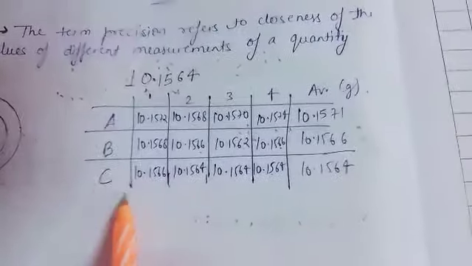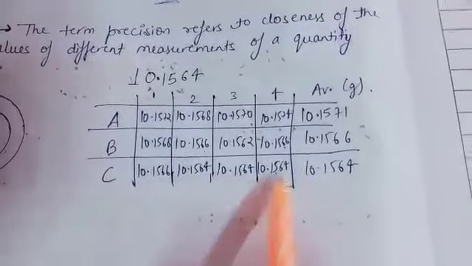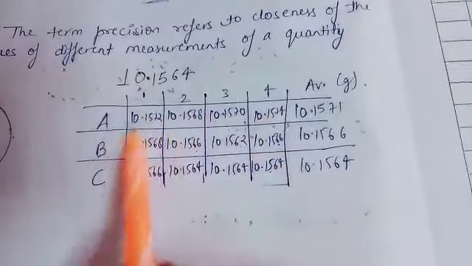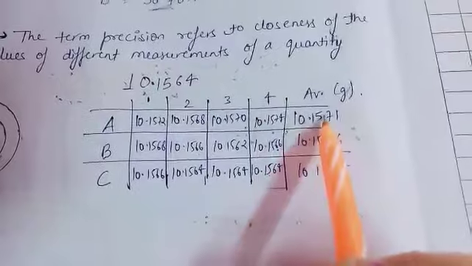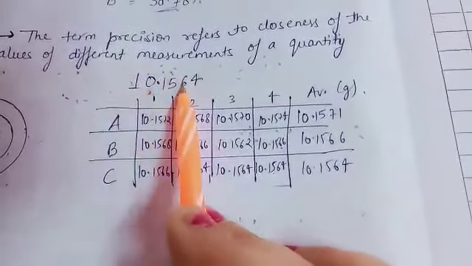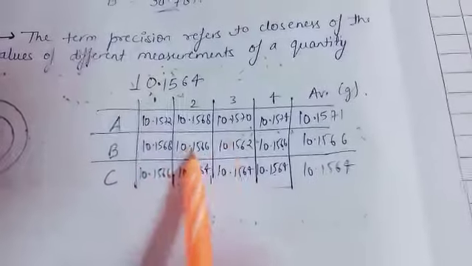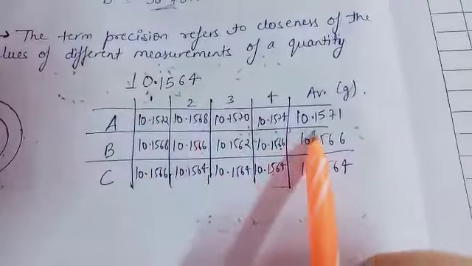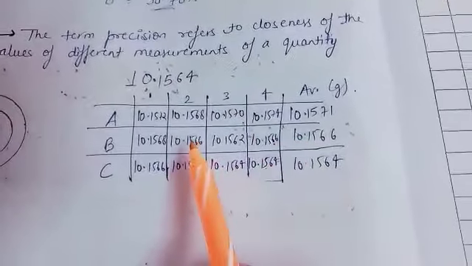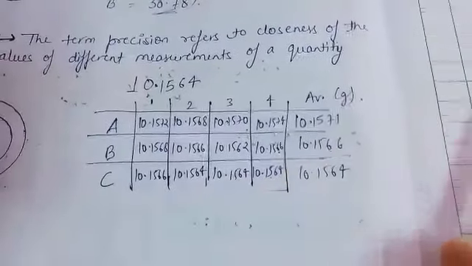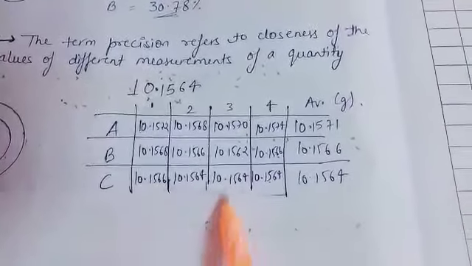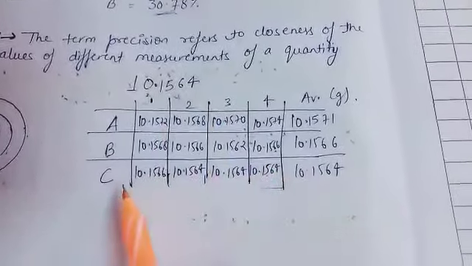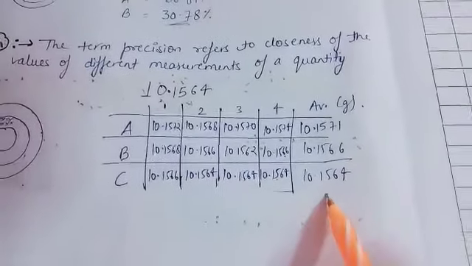In case of C, this one is also precise because values are close to each other. So in the first case, A is not precise and not accurate, because it is very far from the true value. In the second, values are close to each other but not exact, so it is precise but not accurate. In the third, values are close to each other and also accurate, so it is precise as well as accurate.